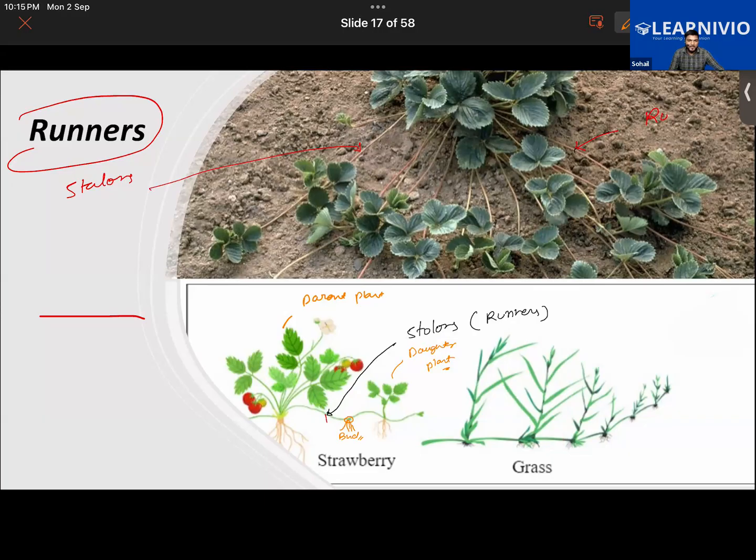Getting this now? Strawberries are one of the most common examples of a plant that grows by the runner method. You have grass also. Peppermint is also one such example that grows by the runner method. I hope it should be clear.